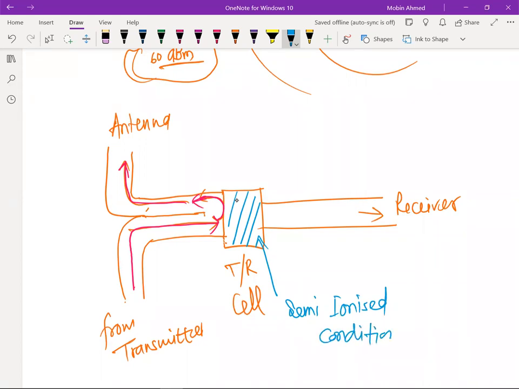Now, when it is in the semi-ionized condition, and when the high transmission pulse, the high power one, will come, it gets ionized and it blocks the traveling of the EM waves. It blocks. So it is going to be reflected and it will go to the antenna. This is how the TR cell works.